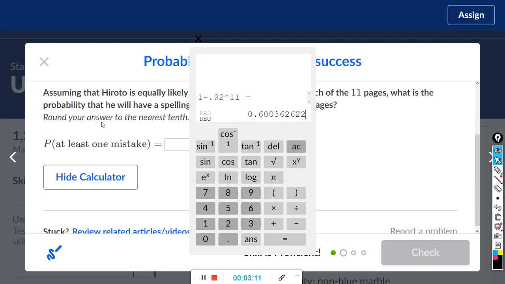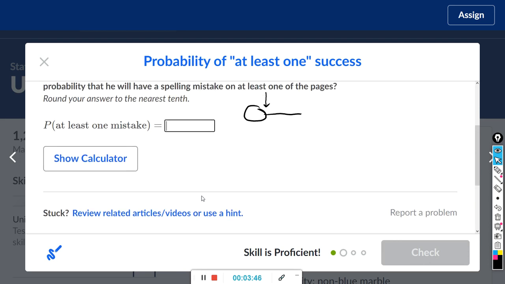But it says right here, round your answer to the nearest tenth. That's only 1 decimal. Okay, so in order to round to 1 decimal, you look at the second decimal. Okay, if it's less than 5, you round it down. Of course, 0 is less than 5, so we're just going to round it down. All right, when I say round it down, that just means you eliminate the extra decimals. So this is the answer right here, 0.6. So you just click in the box and type 0.6.